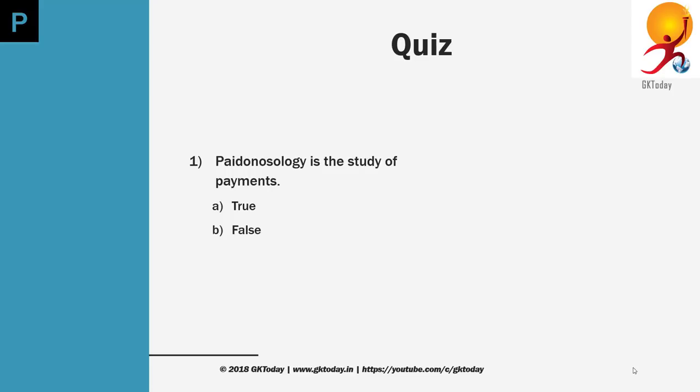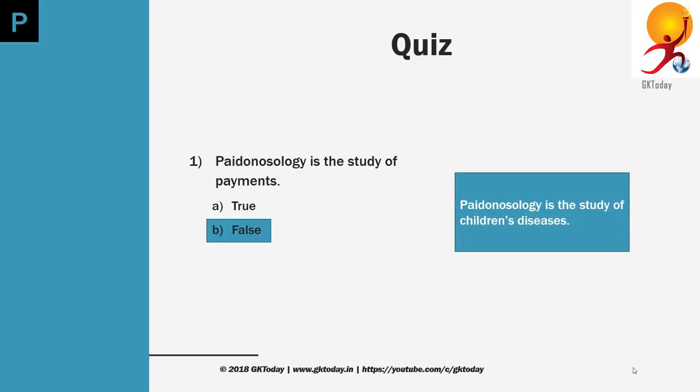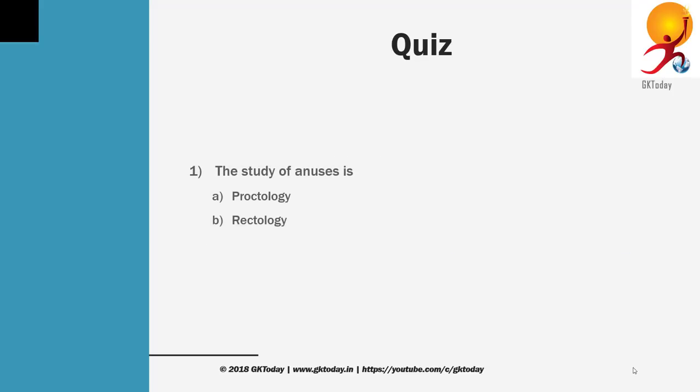Quiz time. Pedonosology is the study of payments, true or false? And the answer is false, because it is the study of children's diseases. And the study of anuses is called A. Proctology, B. Rectology, and we know the answer is proctology.